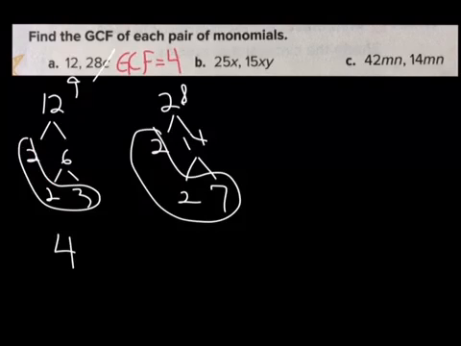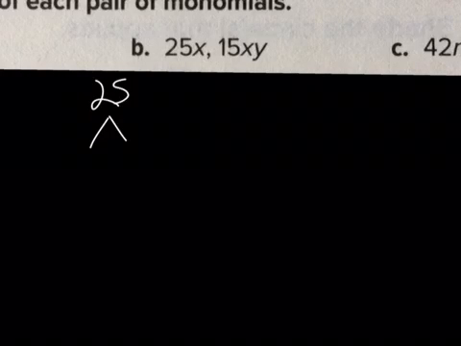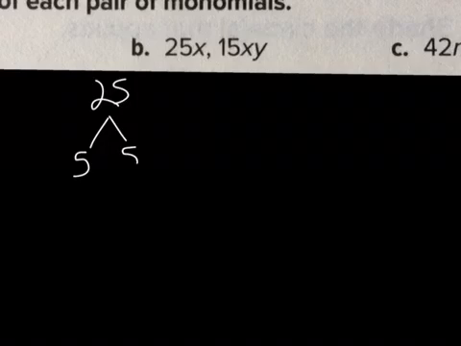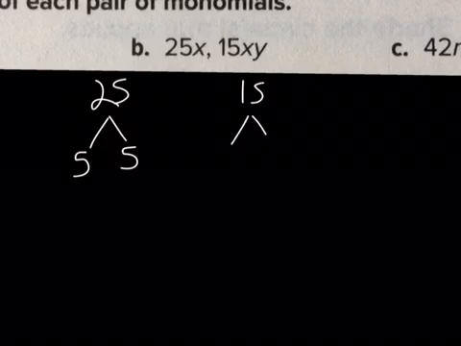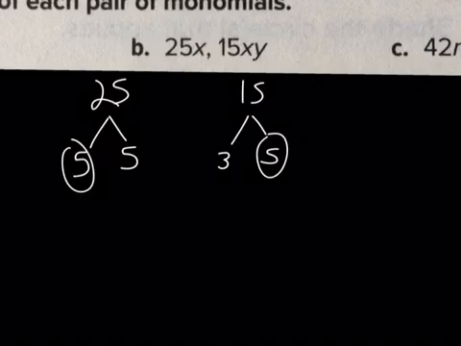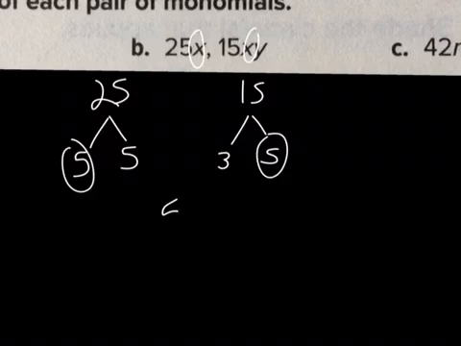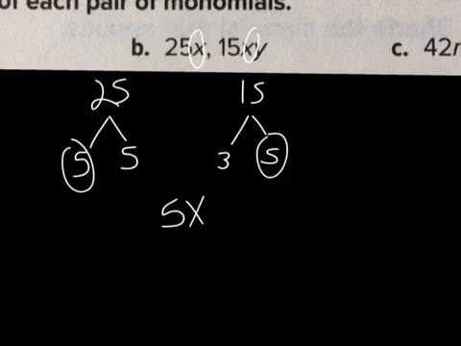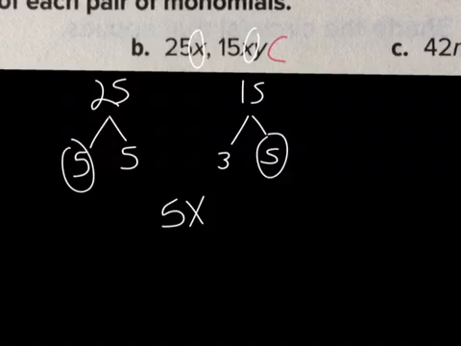Okay, let's try B. So I write 25. 25 is not divisible by 2. It's not divisible by 3, but it is divisible by 5. And that's all I have, 5 times 5. And for 15, it's divisible by 3 times 5. And that's it. I got my prime numbers. The only ones I have in common are the 5s. I also have the x's, as you can see there. So 5x is going to be my greatest common factor. So GCF equals 5x.